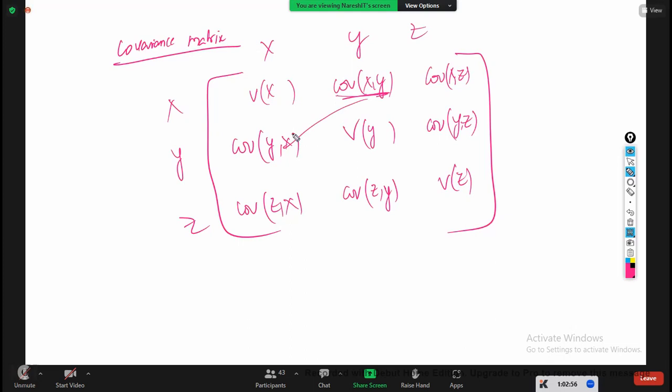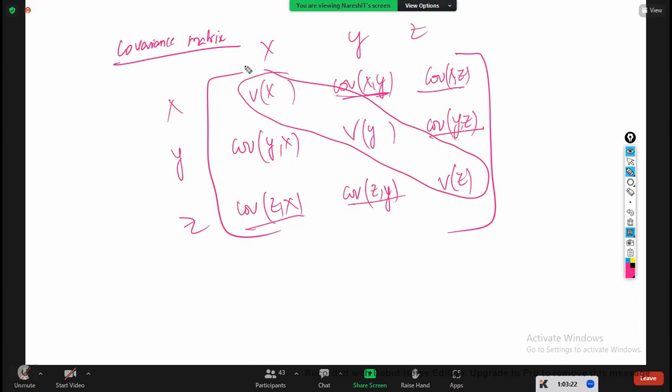Covariance of x comma y and covariance of y comma x are the same. Covariance of x comma z and covariance of z comma x are also the same. Covariance of y comma z and covariance of z comma y are also the same. So the diagonal values are going to be the variances, and the upper triangle and lower triangle are going to be the same.